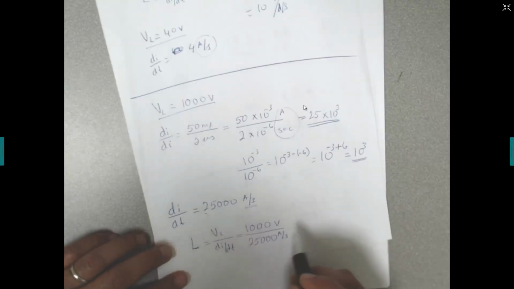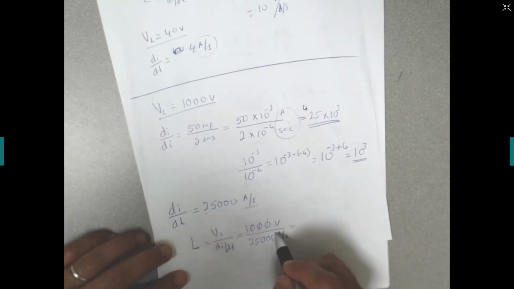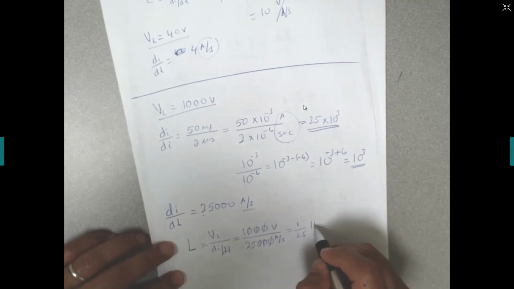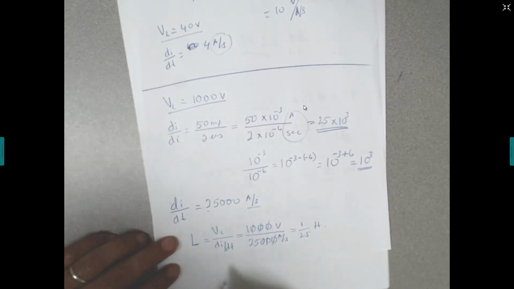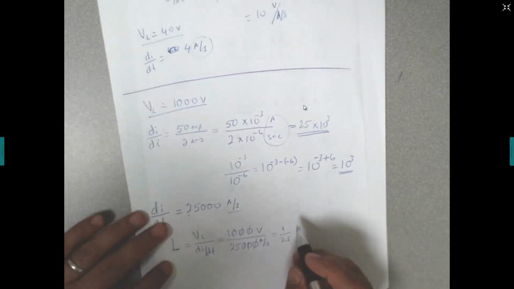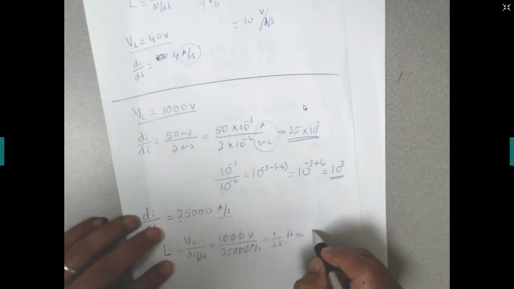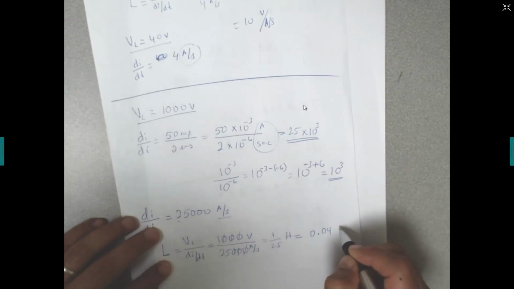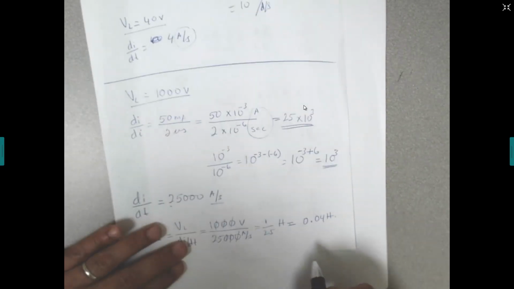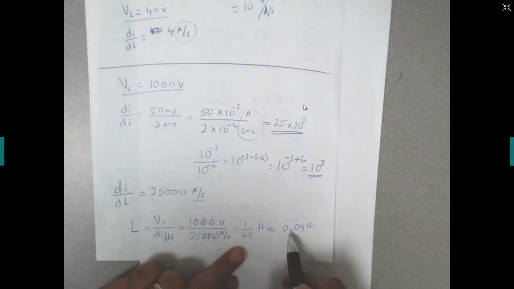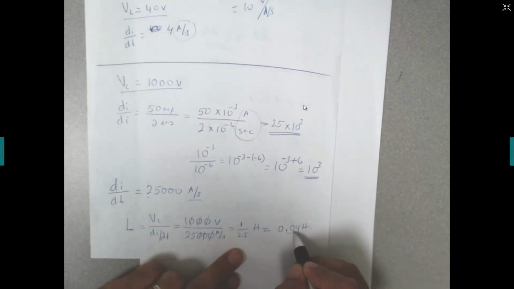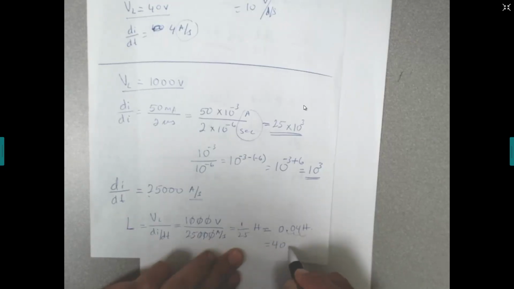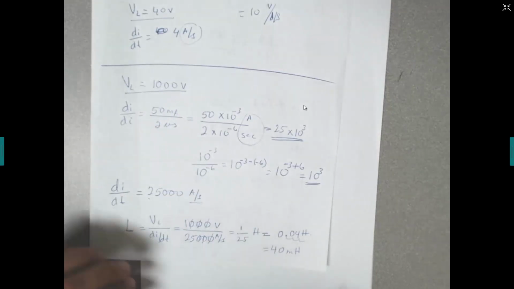This is amps per second, and these 3 zeros cancel with these 3 zeros, and we will have 1 divided by 25, and now this is going to be henries. All right? If we divide 1 by 25, we're going to have 0.04 henries. Now, this one we can use engineering notation. If we move the decimal 3 positions over, we can say that this is the same as saying 40 millihenries.